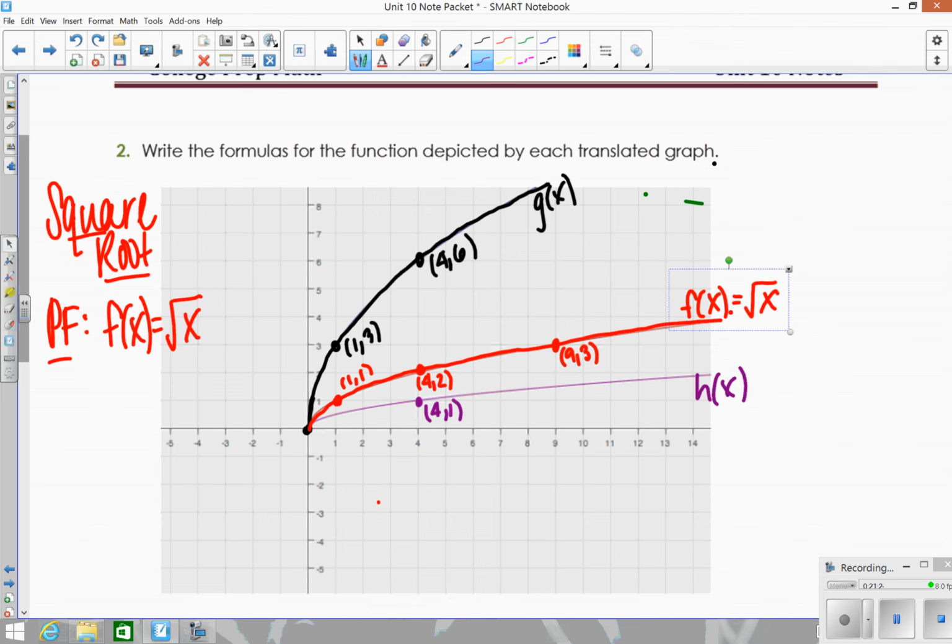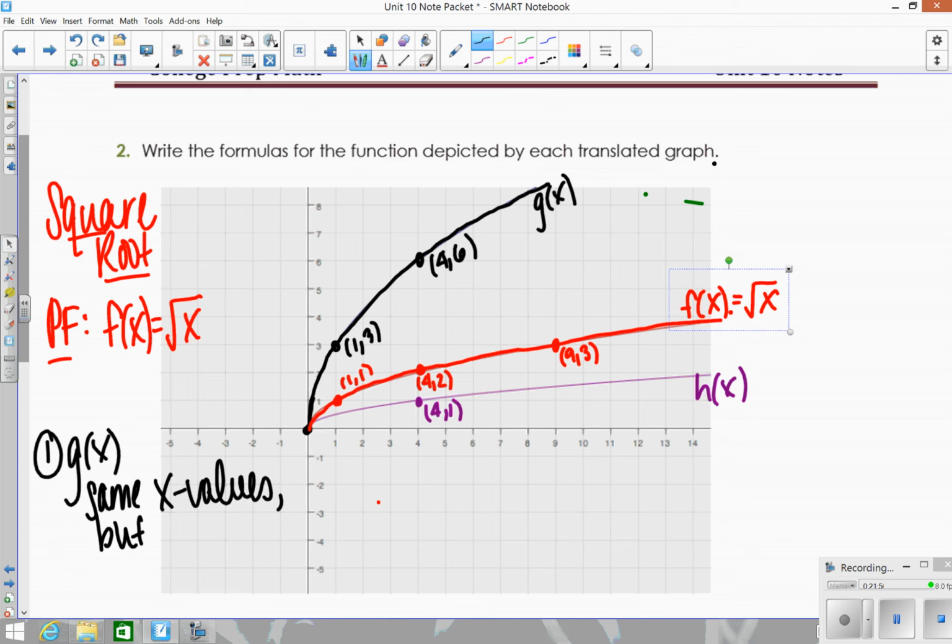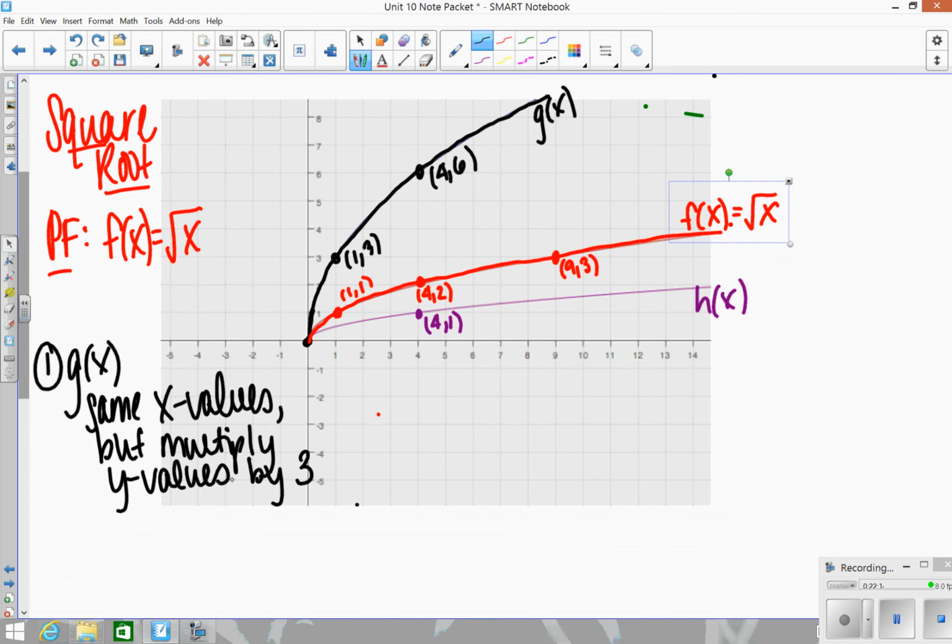So if we're looking at g of x, let's start with that one. With g of x, the first thing you want to do is decide what we did to the parent function to get to g of x. If you compare the coordinates that I plotted, I have the same x values, but the y values changed. It looks like I multiplied the y values by 3. So if I multiply the y values, that means I'm doing something vertically.